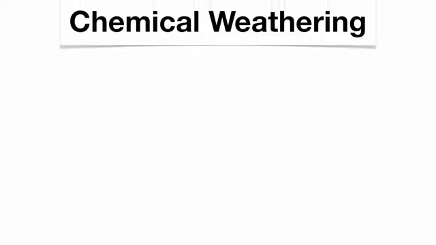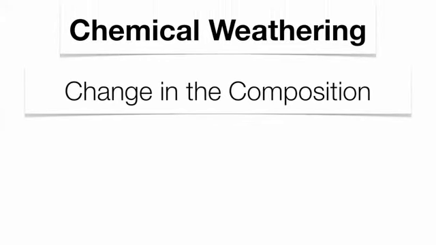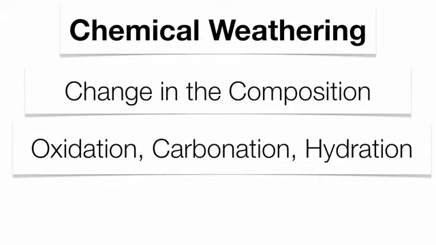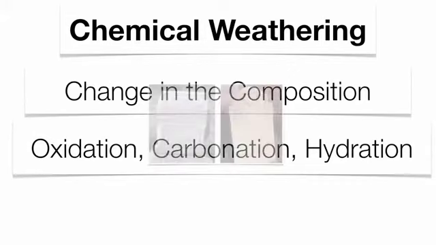Today. Now with chemical weathering, like I stated earlier, there's a change in the composition to the rock, and there's three ways in which this can happen: oxidation, carbonation, or hydration.